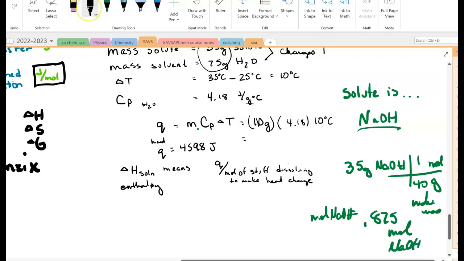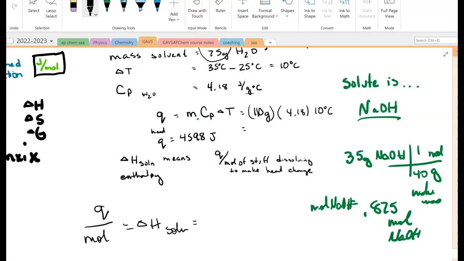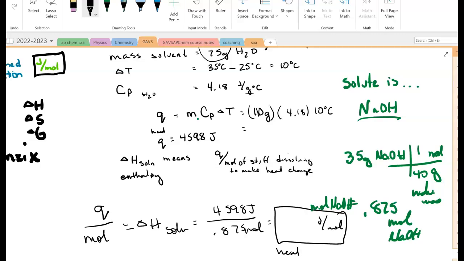So when I go back, I'm going to combine that with Q, and I'm going to divide that by moles. That's going to give me my heat of solution. And that means that was 4598 joules divided by 0.875 moles. And it's dark and I can't see my calculator. And that's going to give me my joules per mole heat of solution. And that's what you're being asked to do.